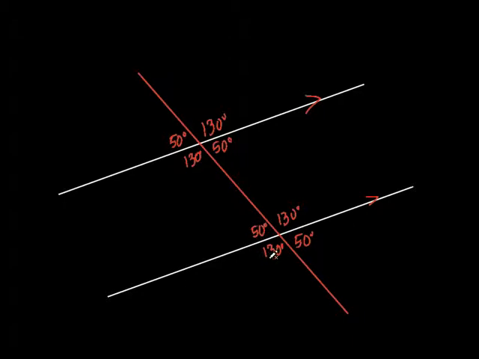It's supplementary to this one and this one. It's corresponding to this one. There's a whole bunch of stuff going on. It's alternate exterior with this one up here, right? Are you getting all the reasons now? Okay. So there you go. So if I just gave you one angle, you should be able to find all the rest of them. Pretty easy to do, don't you think? I think so. All right.